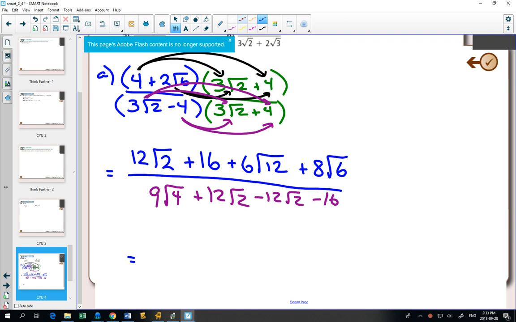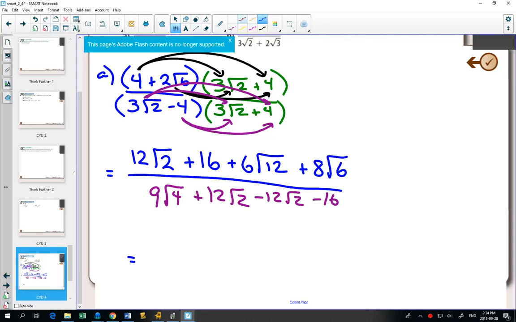Do we have any like terms on the top? When simplifying radicals, we have to put like radicals together. Are there any radicals that can be reduced to a smaller mixed radical? Or are they all in smallest terms? The root 2 I can't simplify anymore. The root 6 I can't simplify anymore.